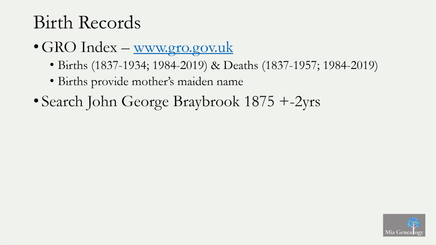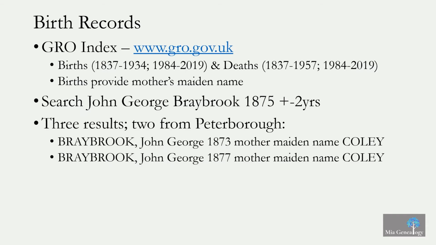So when we go searching for John George Braybrook on the GRO index, on the births, there were actually 3 results for the time period I searched, but 2 of them were from Peterborough and were the 2 John Georges I was expecting to find. And in both cases, the mother's maiden name was Coley.